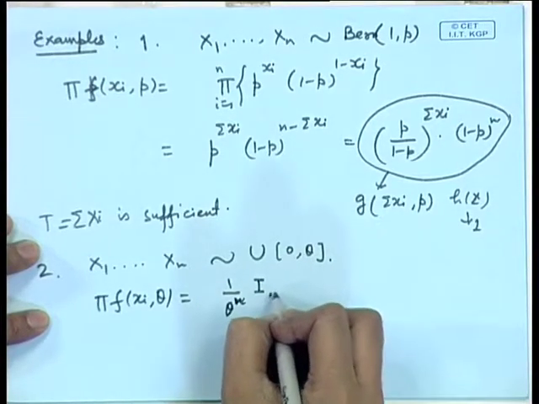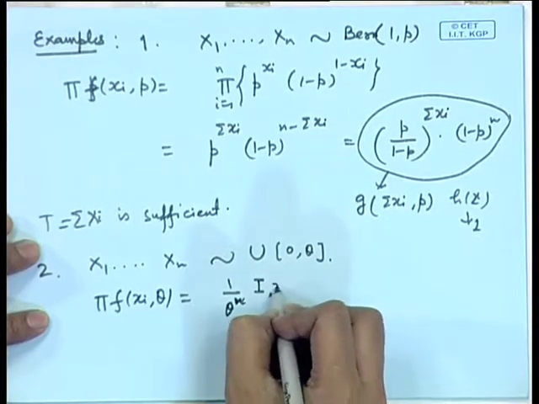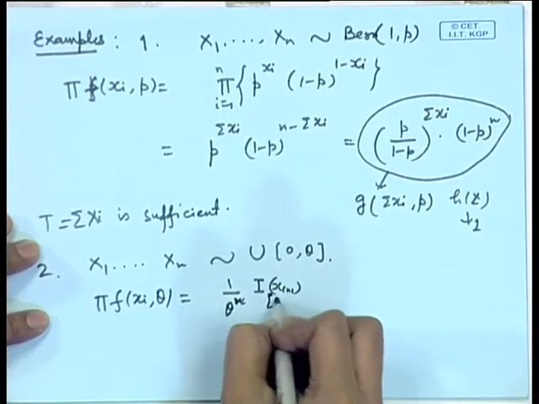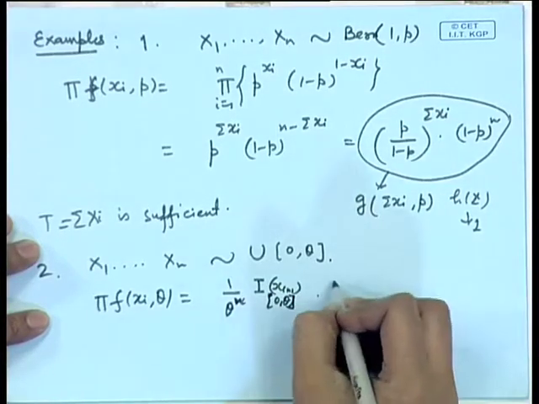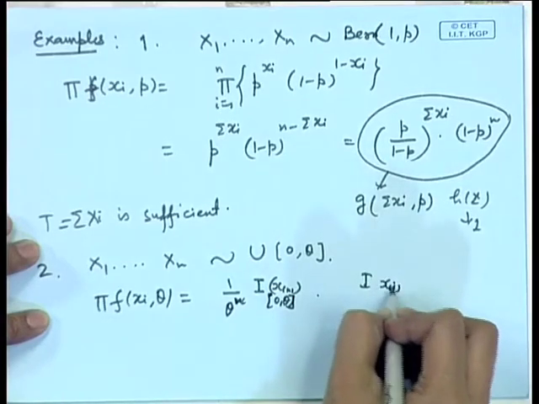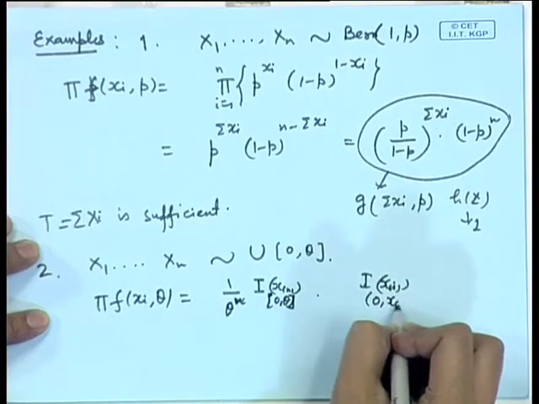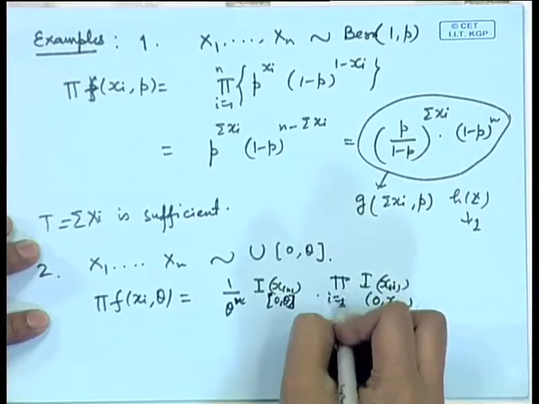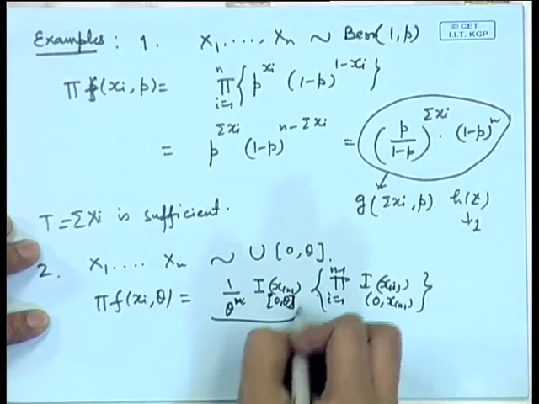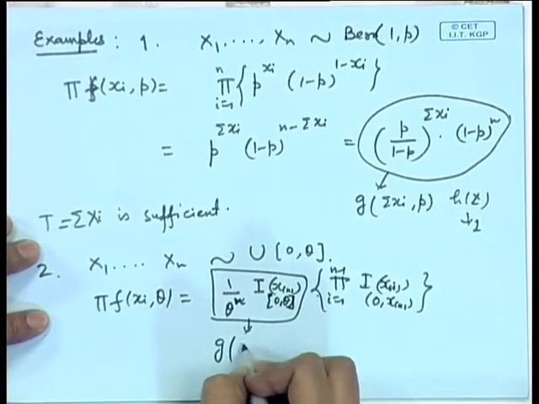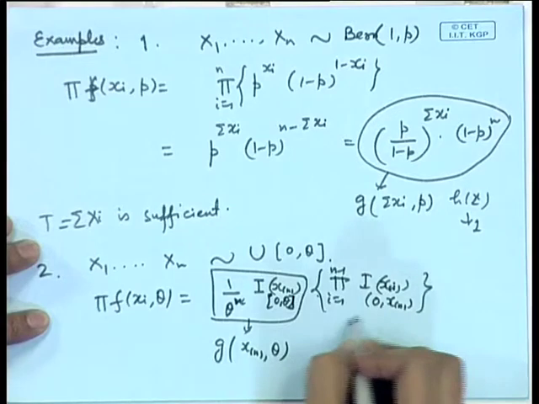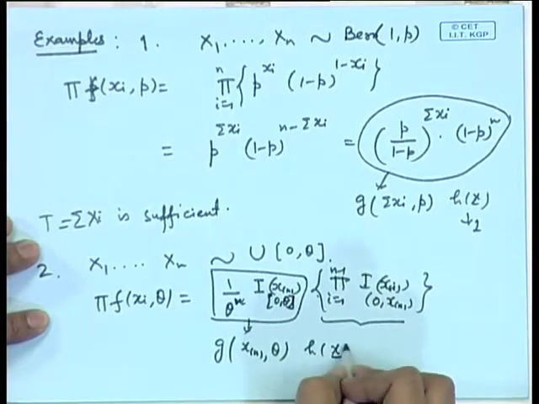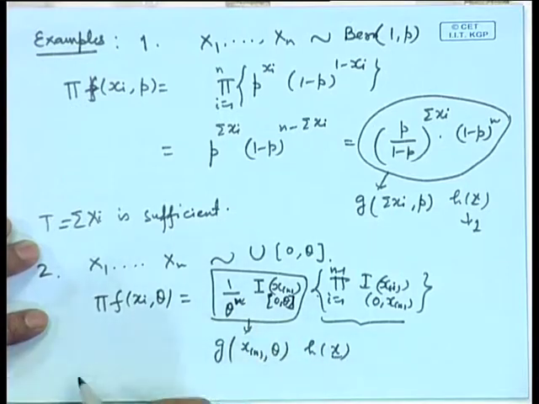So, we can write it in terms of an indicator function that x(n) is from 0 to theta and the remaining xi's are between 0 to x(n), product i equal to 1 to n minus 1. So, this part we can consider as g of x(n) and theta, and this part we can consider as h(x). So, by the factorization theorem we conclude that x(n) is a sufficient statistic.